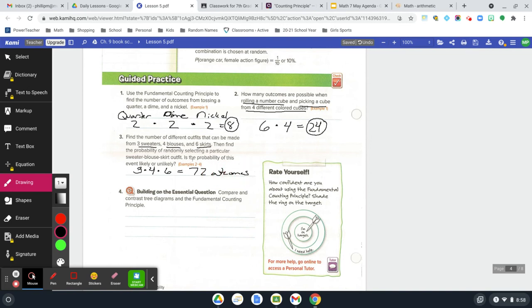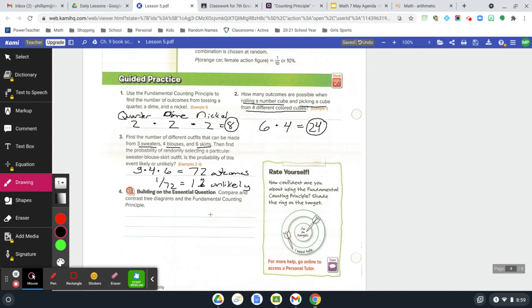And so if you're going to randomly select a particular sweater, blouse, skirt outfit, it's going to happen 1 out of the 72 possible outcomes. And so you can already tell if it's 1 out of 72 that it's going to be very unlikely. So if I divide that out and look at the percentage, it's only 1%. So this is also unlikely to happen.